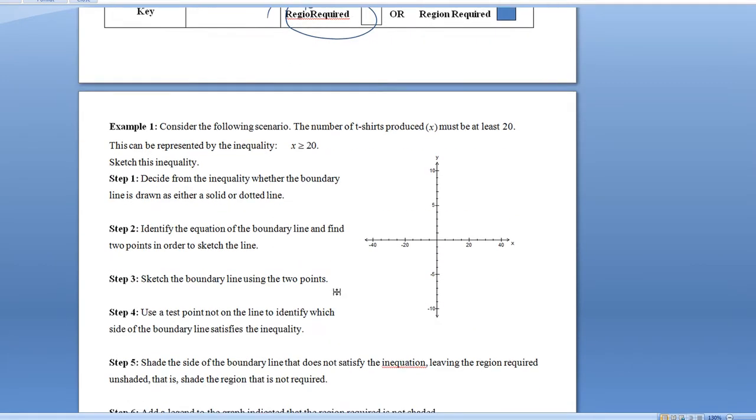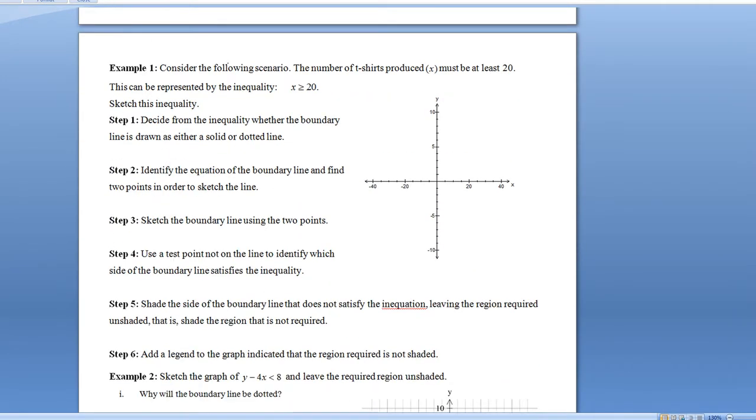Let's keep going to the first example. Let's have a look at this scenario. We've got a number of t-shirts being produced, and we're saying that X must be at least 20. That is, we must produce at least 20 t-shirts. I don't know, for whatever reason. We can represent that with this particular inequality here: X is greater than or equal to 20.